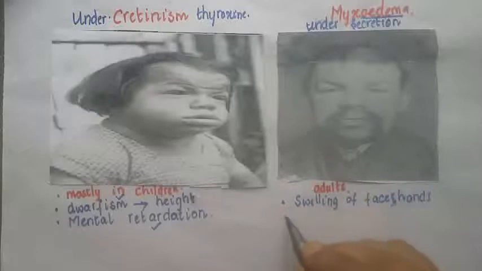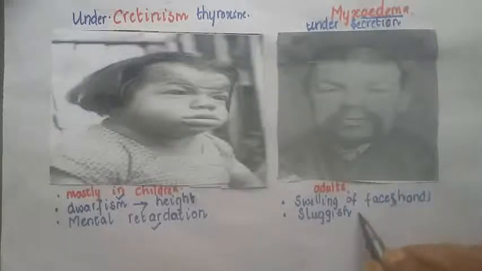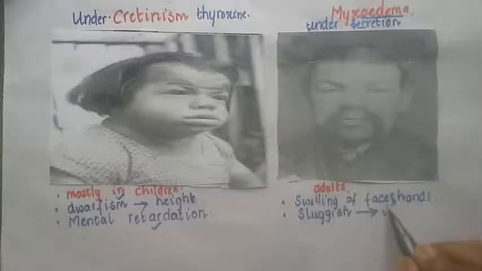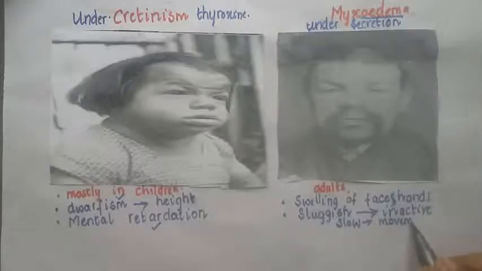Along with that, the person becomes more sluggish. Right, children? So what is the meaning of more sluggish? Sluggish means he becomes more inactive, or you can say the movement of the body is very, very slow. It is referring to the movement of the body which is very slow, or you can say the person becomes inactive because the thyroid gland is not functioning properly. There is an under secretion of thyroxine.